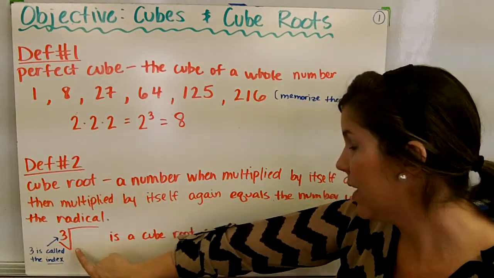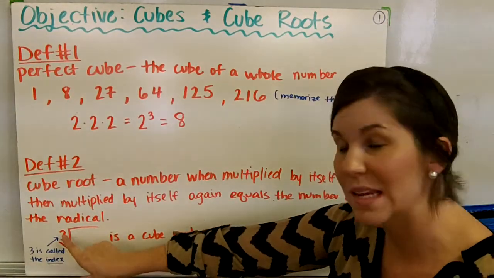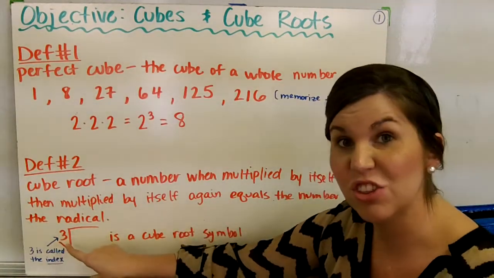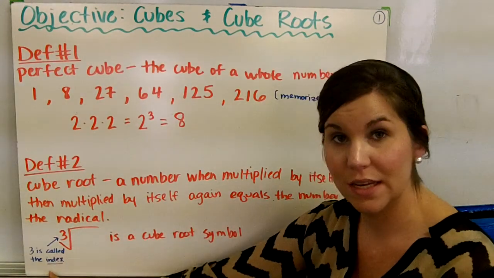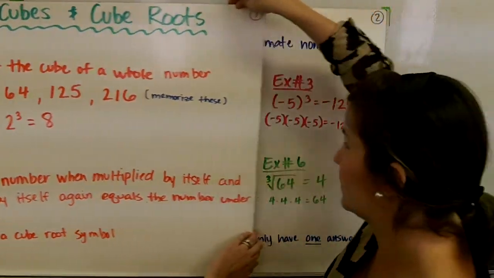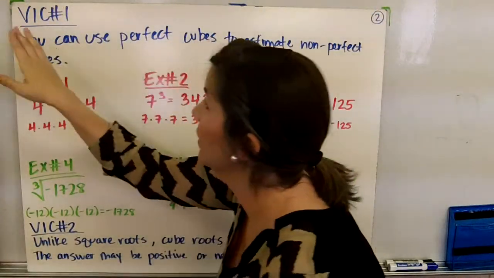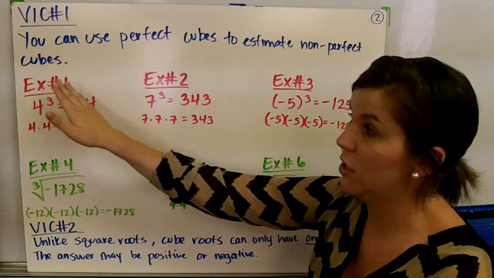So here's how we denote a cube root. It looks like a square root, but in that little nook there's a 3. It's a smaller 3. It's not a big 3 out front. It's called the index. Okay, so that's the cube root symbol. Vic number 1. You can use perfect cubes to estimate non-perfect cubes.